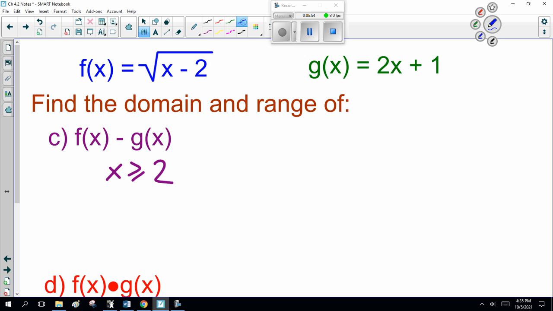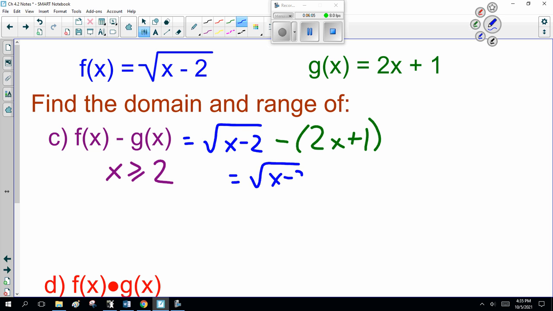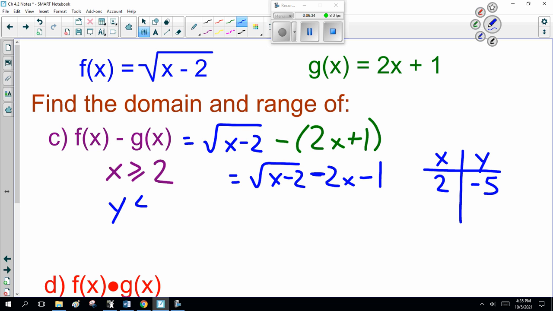Now, what I really should do is write out the equation. That's the square root of x minus 2 minus (2x plus 1). So what's going to happen here? We plug in 2. And once again, if you want to graph this, graph it. I'm certainly fine with that. We plug in 2. The square root of 2 minus 2 is 0, so that would be minus 5. And what happens here? This is negative, which means it gets smaller, so y is going to be less than or equal to minus 5.